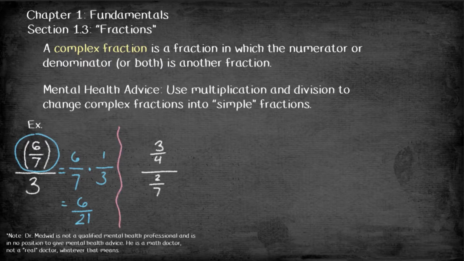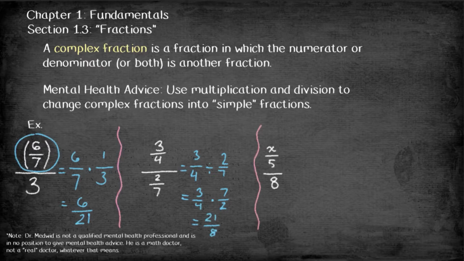Here's another example. This time we have 2 fractions within our fraction. To simplify, we're going to rewrite this in terms of fraction division. This is 3/4 divided by 2/7. And we know that when we divide fractions, we're secretly multiplying by the reciprocal. So that gives us 21/8.